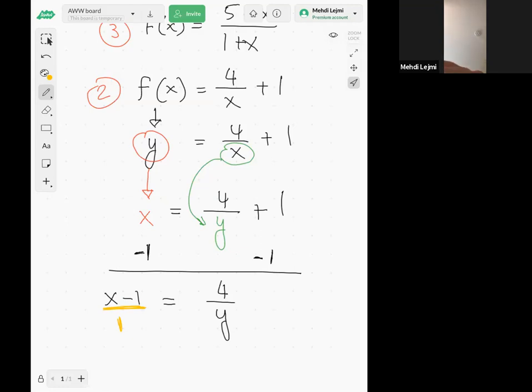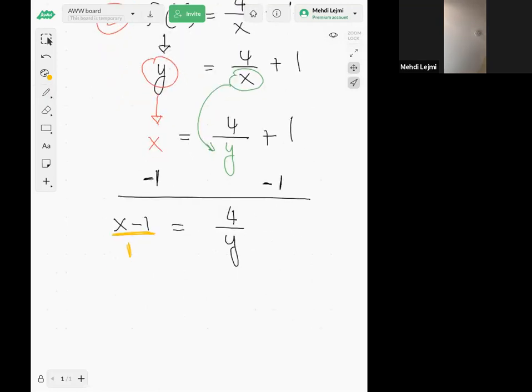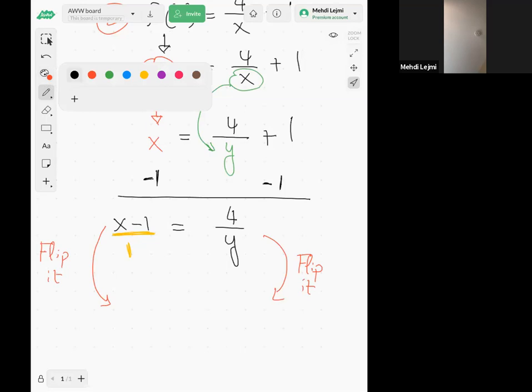As I said, the problem is you want to move y to the top, and the way to do it is to flip. So I'm gonna flip both fractions. Again, whatever you do to the right side, you do the same to the left side. If you flip the right side, you flip the left side. So now it's 1 over x minus 1, and this is y over 4.